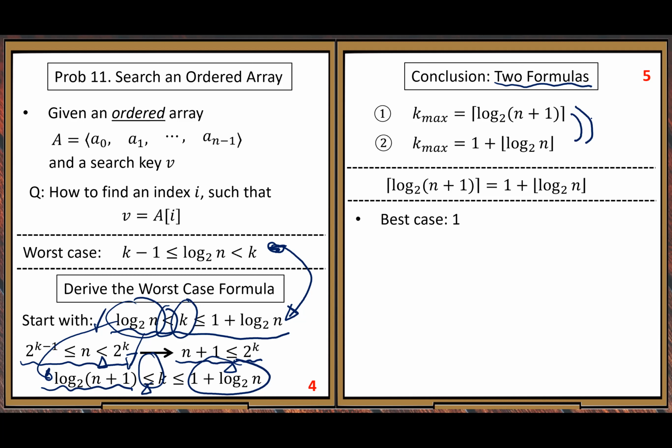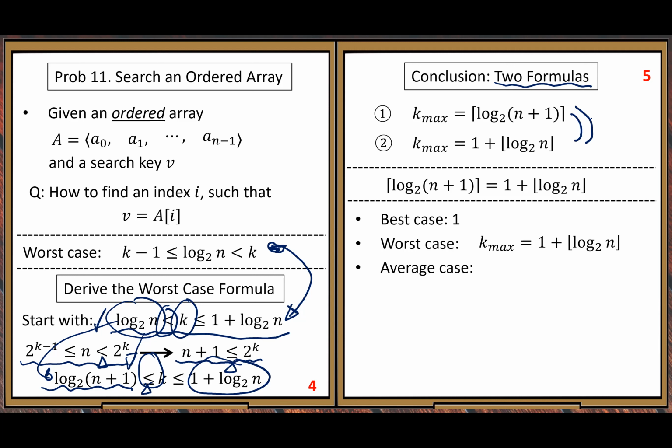All right, so now the conclusion for best case, worst case, then average case. First, the best case is 1. That's the easiest case. Second, for the worst case, we just find the formula. One of the two versions you can use, they are equivalent. You just pick one. Here I picked the second one.